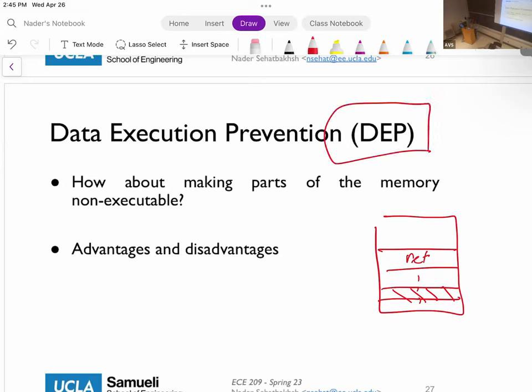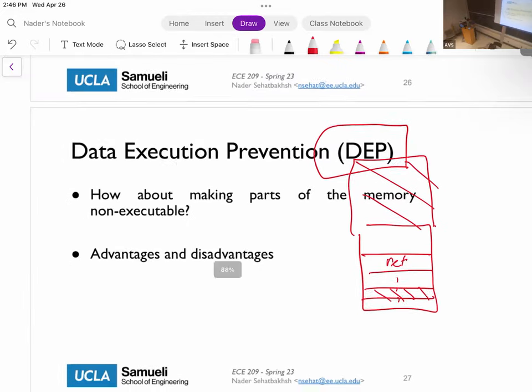So most of the modern systems these days make your stack only readable and writable, but not executable. I usually call this data execution prevention. Not only can you do that, you can also mark some other parts of your memory as non-executable as well. This reduces the attack surface, the possibilities for the adversary to run things in those areas, okay? But on the other hand, there are disadvantages, because sometimes as a normal user, you really want to run things from your stack, or from part of the memory. So that's the trade-off we're playing. We're adding extra limitations on our systems, but on the other hand, we are protecting ourselves from those types of attacks, okay?